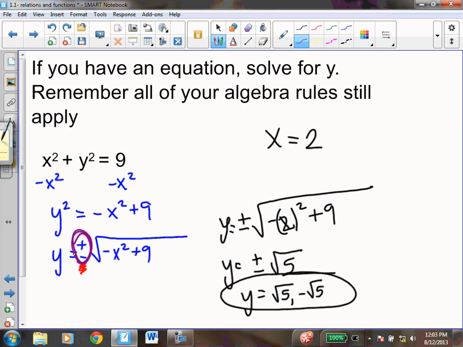Anytime you see this plus or minus, that's a clue to you that you do not have a function, because you will have at least 1 input that has 2 outputs. Please write down any questions that you have, and we will continue this in class tomorrow.